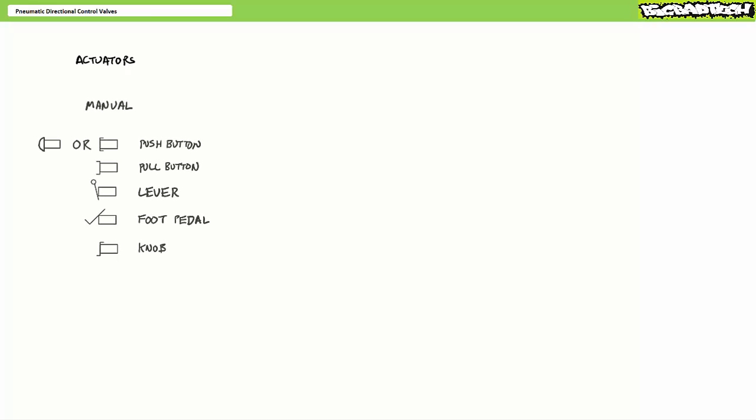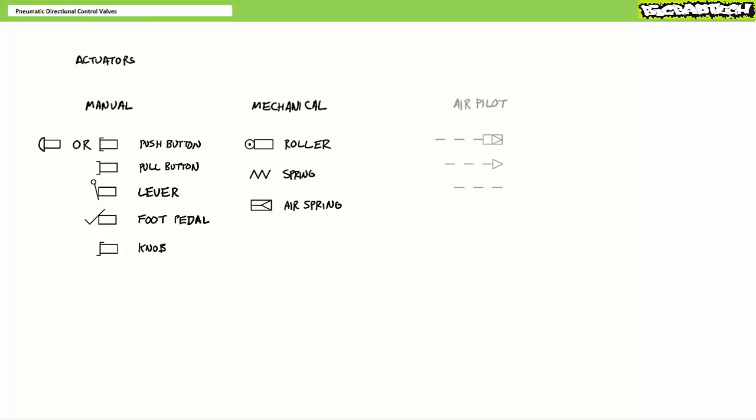While we're on the topic of actuators, a veritable freak show of different style actuators exist, including, but not limited to, manual actuators like push buttons, pull buttons, levers, knobs, and foot pedals, mechanical operators like bidirectional and unidirectional rollers, springs and air springs, pneumatic pilots, and various types of electrical solenoids.